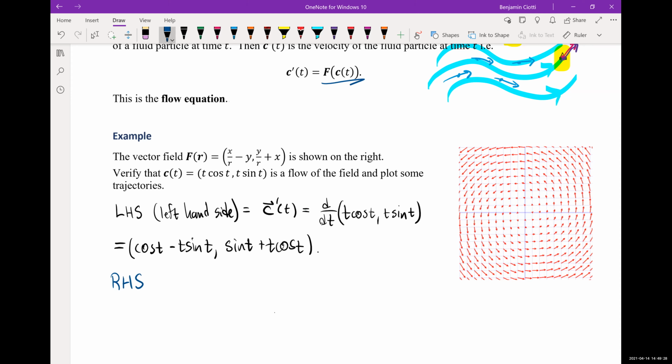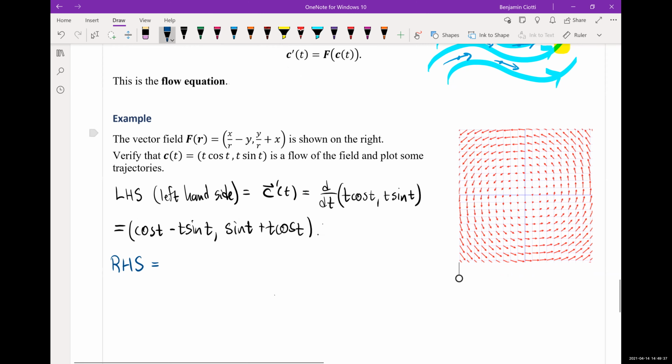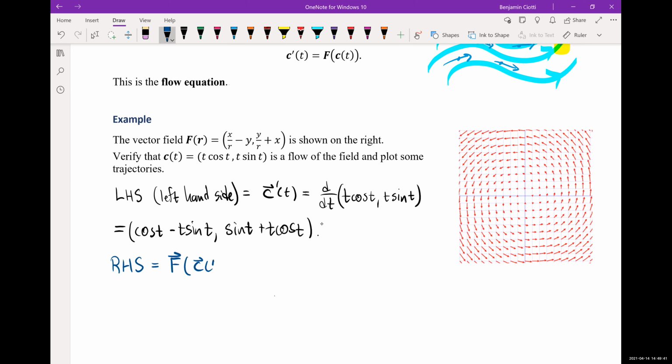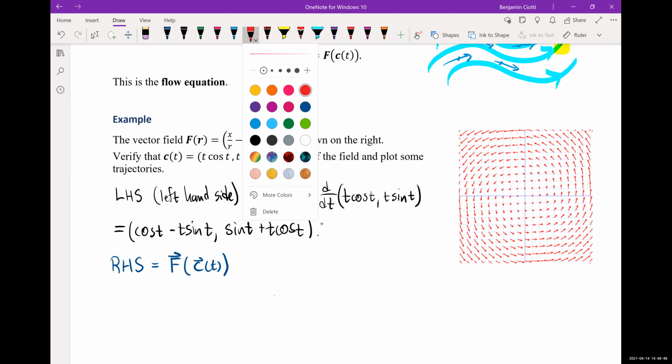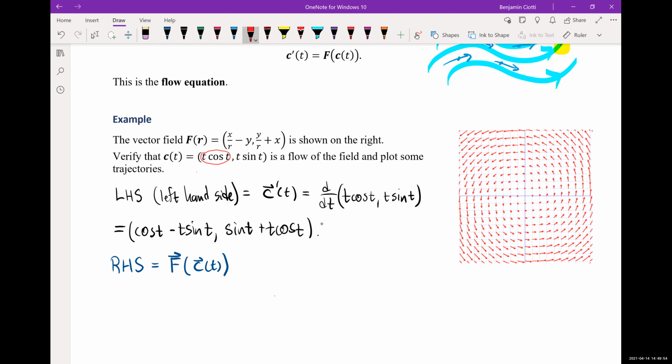The right-hand side will then be f of c of t. Now, c of t: this is the x component of c of t, and this is the y component of c of t. When I wrote little r right here, that's supposed to be the magnitude of the input. So here, r is the magnitude of the vector.